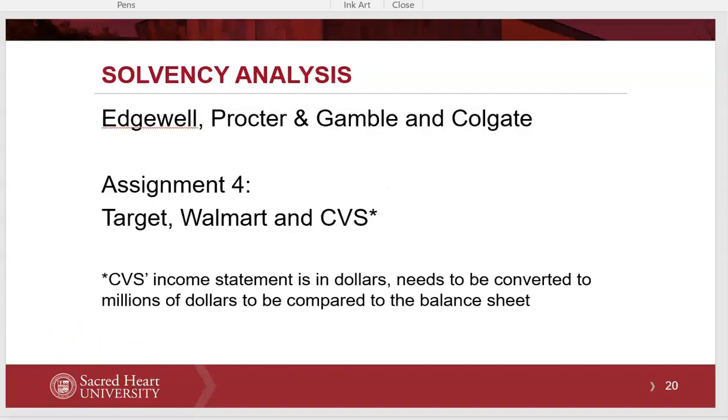Let's take a look at an example. Edgewell, Procter & Gamble, and Colgate. Let's compare their capital structures and their use of debt financing. For assignment 4, you're going to do a similar example to what I'm doing in this video, except that you're going to use Target, Walmart, and CVS. One thing to note when you're looking at CVS, for some reason their income statement is in dollars, but their balance sheet is in millions of dollars. So if you don't make any changes, you're going to notice some really crazy results. So just make sure that when you're doing your income statement numbers on your assignment, you're converting those into millions of dollars.